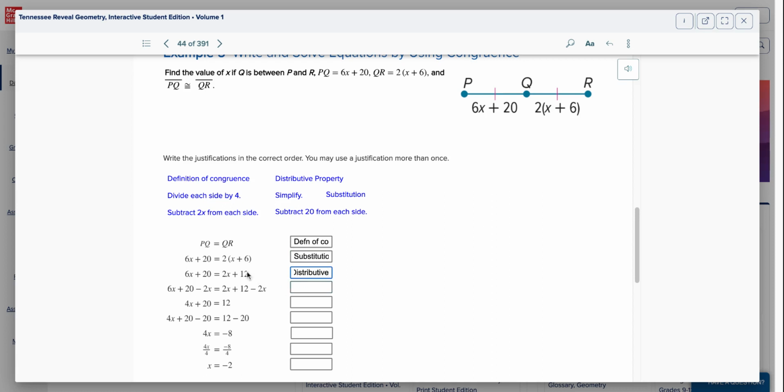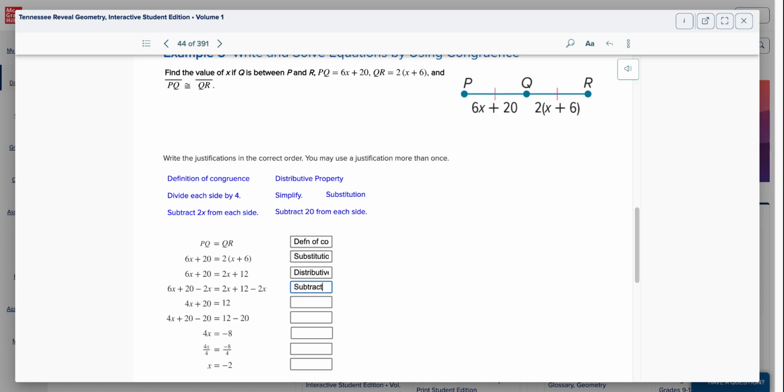All right, so after they distributed, looks like they did something. Oh, they moved 2x to the other side by subtracting. So the opposite of adding 2x is to subtract it to the other side. So this is going to be your subtraction. So subtract 2x to the other side. Looks like they combined like terms because 6x minus 2x is 4x. And 2x minus 2x does cancel out.